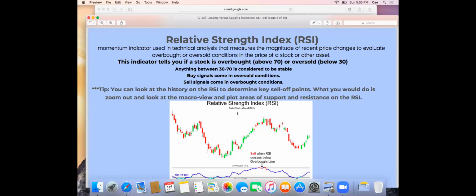So you receive buy signals in oversold conditions, and sell signals in overbought conditions. And a really cool tip that you can use when using the RSI is you can look at the history to determine key sell-off points. What you would do is zoom out and look at the macro view, the larger view, and plot areas of support and resistance on the RSI. That's a way that you can predict when there will be a sell-off. So again, this particular indicator tells you if a stock is overbought. If something is overbought, typically you can get a general feel that there may be a sell-off coming soon. And if it's oversold, that's a potential area where you can buy. So overbought conditions would be a sell signal and oversold conditions would be a buy signal.